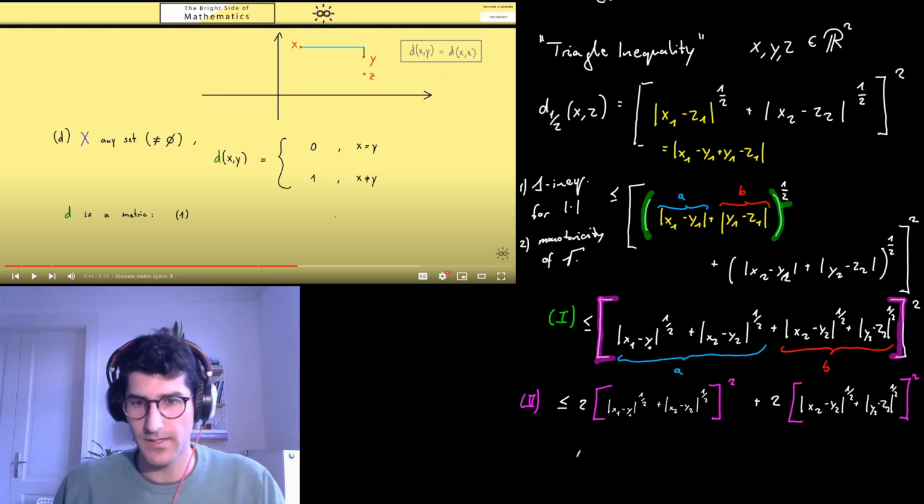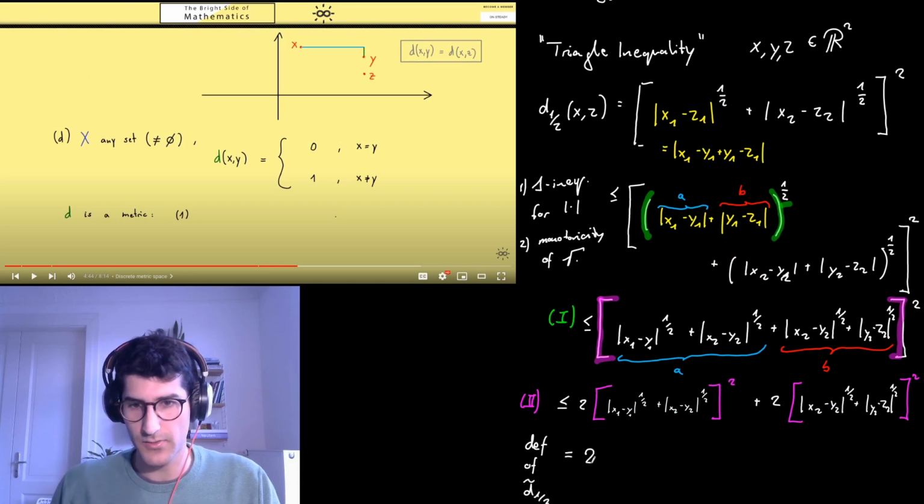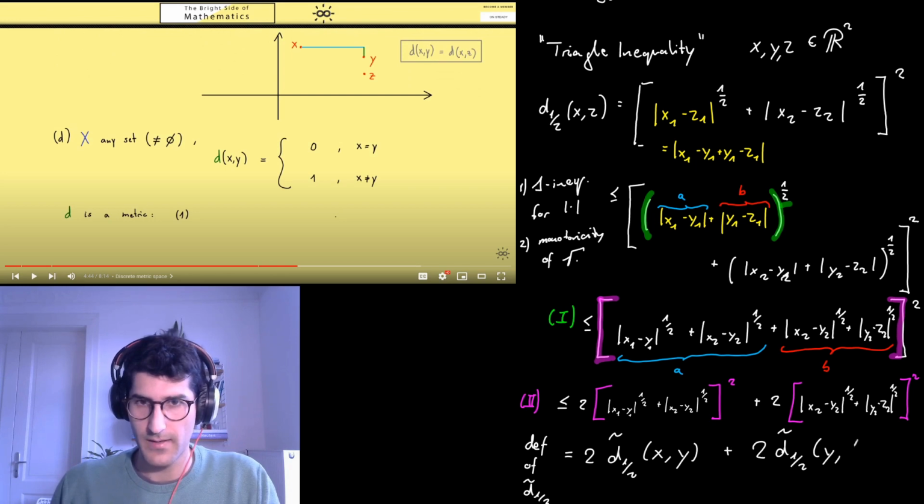So I can now use the definition of d 1/2 tilde to see that this is just 2 times d 1/2 tilde of x and y plus 2 times d 1/2 tilde of y and z.